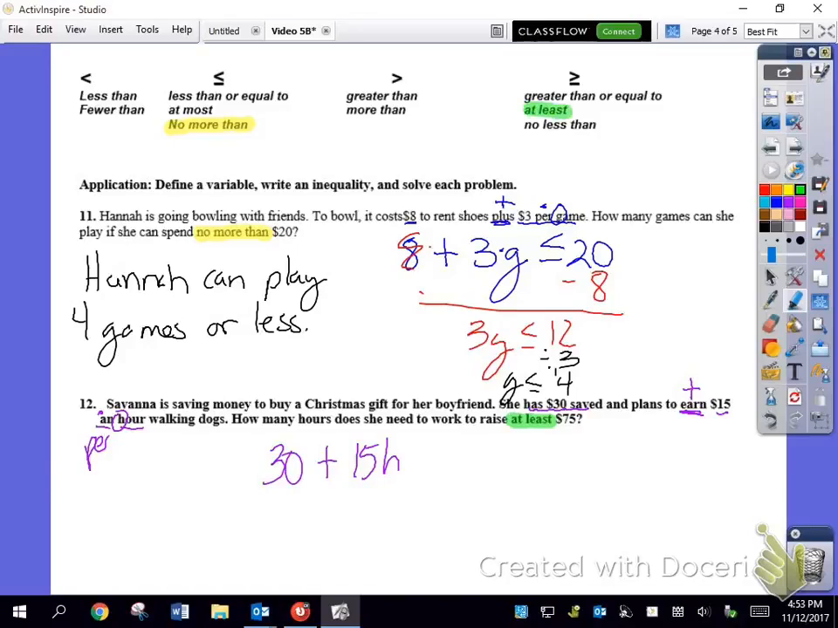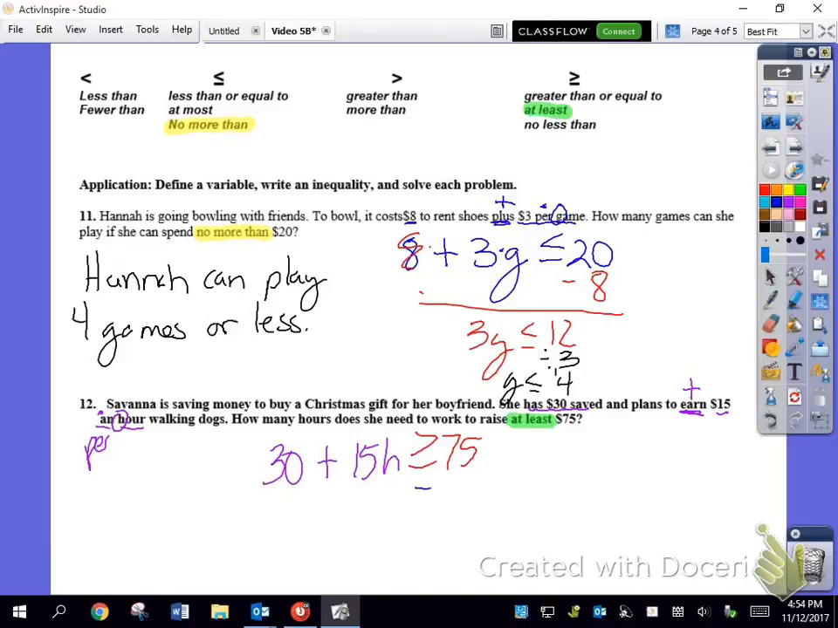At least is greater than or equal to. So, if you have to be at least 18 to drive, well, or 16, you get your driver's permit at 16. You have to be at least 16 to drive. Well, she wants at least 75, so she wants $75 or more, okay? So the very first thing we're going to do is solve.